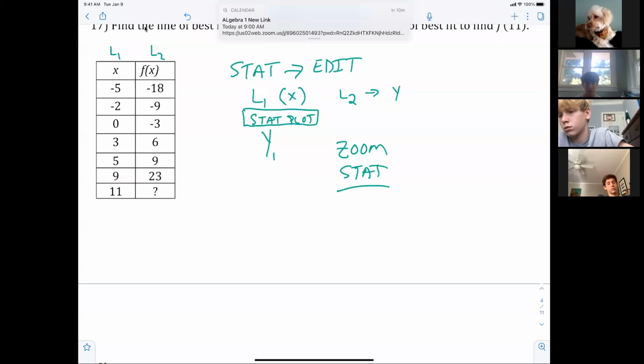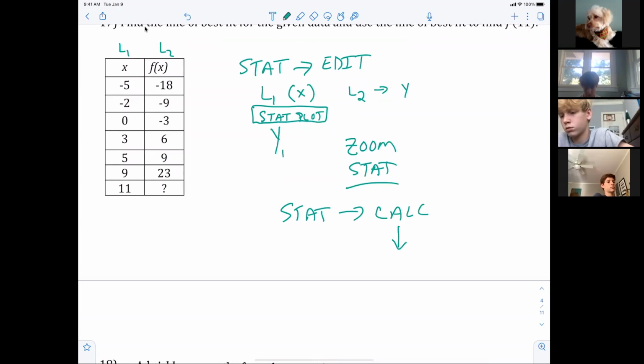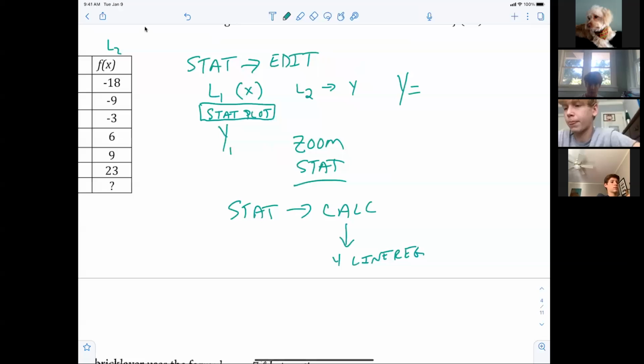Now that you see them, remember we have to go to stat, and then we go over to calc, and then we go down to number 4, which I think is LinReg is what they call it. Then you hit that, then you just hit enter all the way through, and it spits out the information. And the information is y equals what? We go to 3 decimal places: 2.864x minus 3.44. Is everybody okay with that?